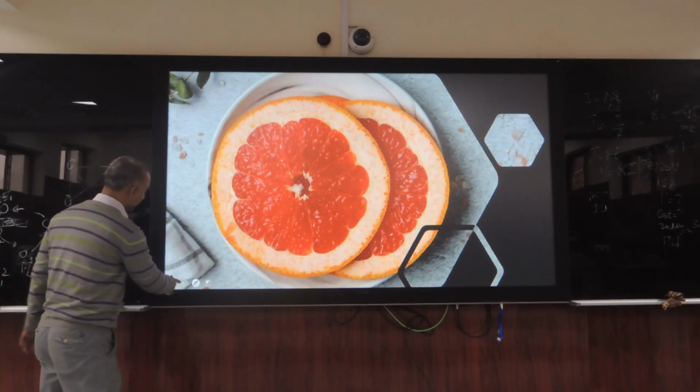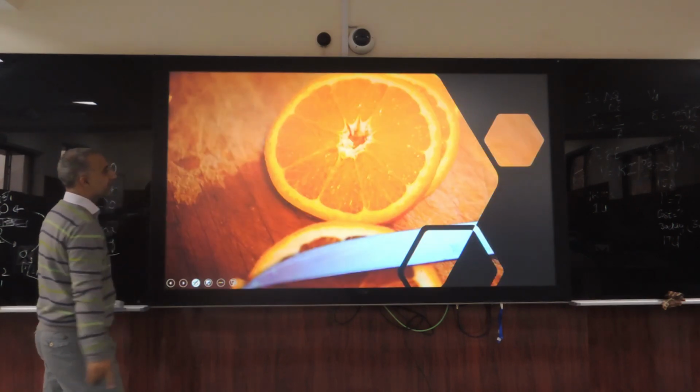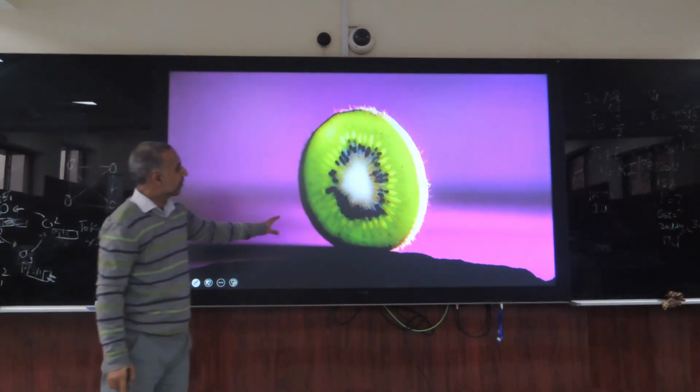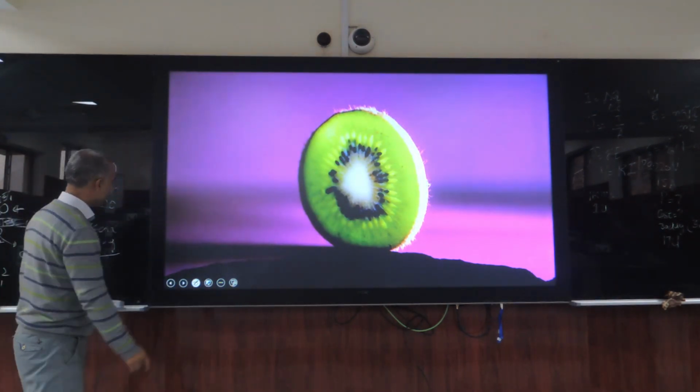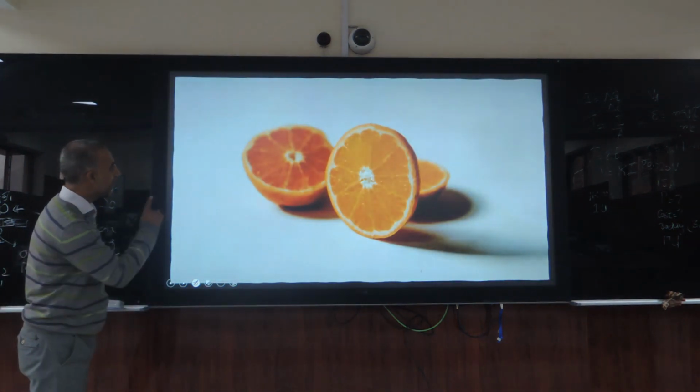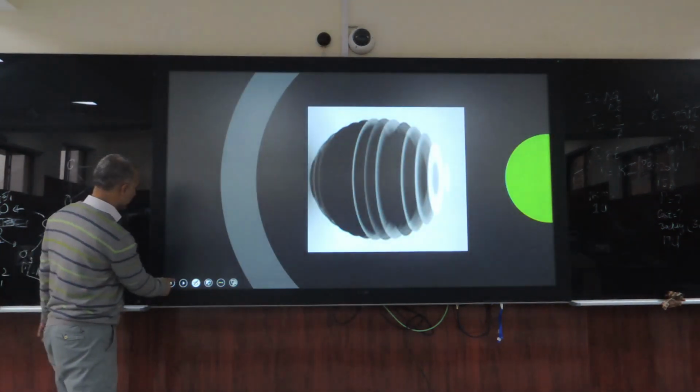Again, these are some slices. I have too many slices. This is a kiwi in sliced-up form. Let me explain some interesting one. Okay, let's explain this one.